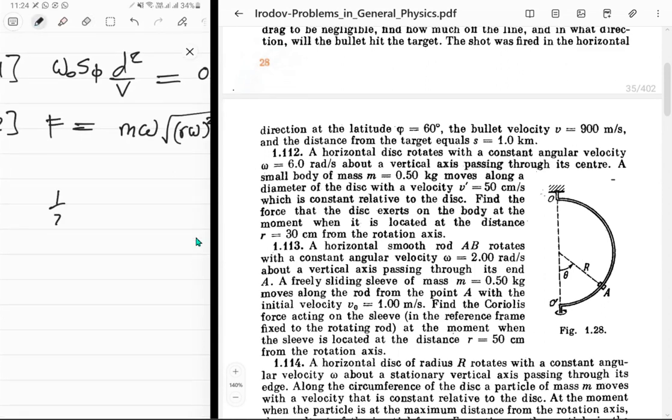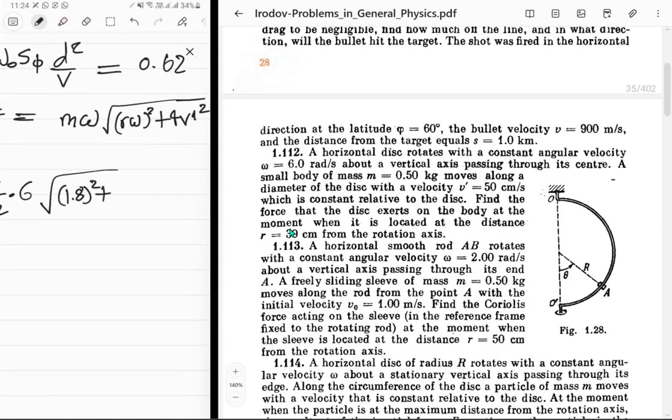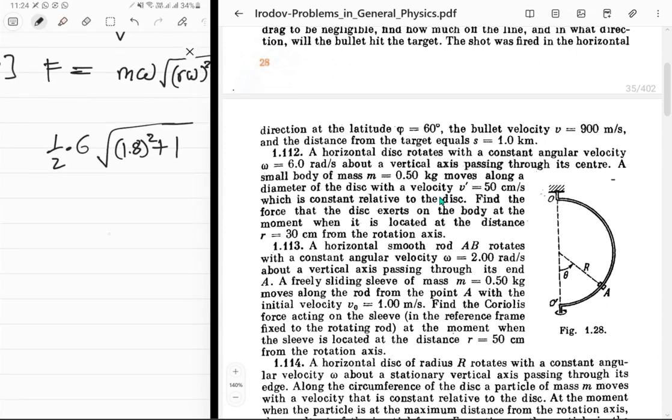0.5, 1 upon 2, and then omega is 6 square root of r omega. What's r? 30 centimeters, like 0.3 meters. 0.3 times this thing is supposed to be 1.8. So 1.8 squared plus basically 2 v dash squared. What's v dash? 50 centimeters per second. So 2 times that is just 100 centimeters per second, like 1 meter per second. So that thing is just 1. Everything is in SI units.